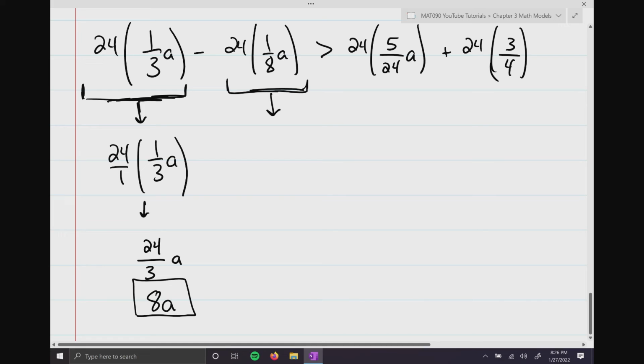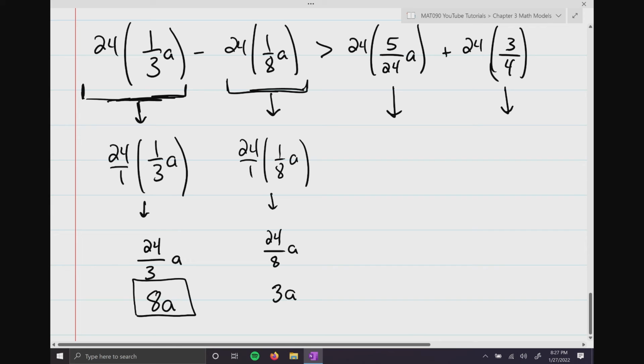So once again, I'm going to write 24 over 1 times 1 over 8A. Then I'm going to write it in order: 1 times 24 over 1 times 8 with an A off to the right. I can see that the 1's reduce, so I can just scratch them out. I'm left with 24 divided by 8, which is 3 with an A to the right of it. So this will reduce the same exact way.